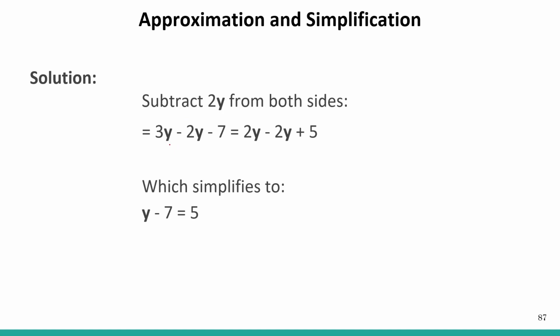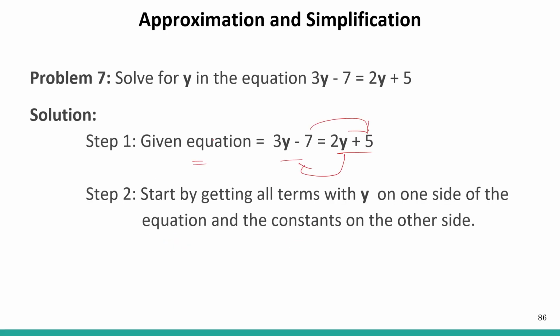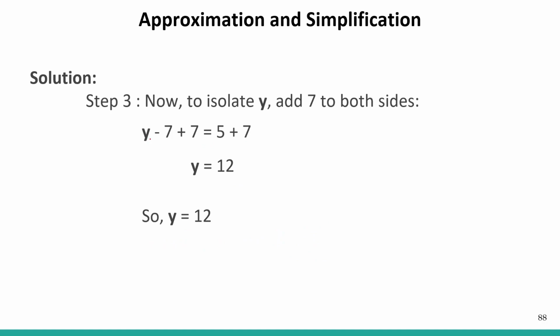Then 3y minus 2y minus 7 is equal to 2y minus 2y plus 5, which simplifies to y minus 7 is equal to 5. Then adding 7: y minus 7 plus 7 is equal to 5 plus 7. So this implies that y is equal to 12. So y is equal to 12 will be the correct answer.